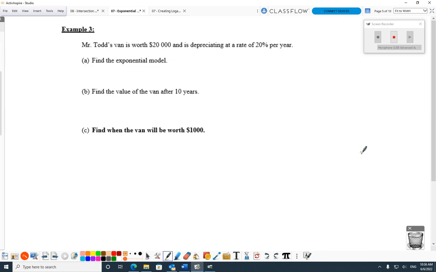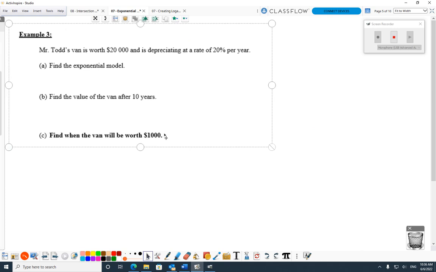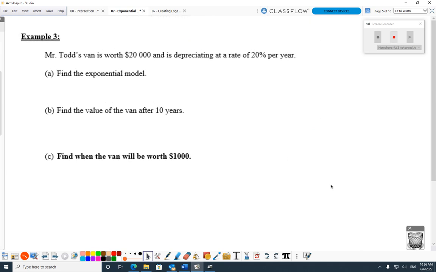As promised, a reverse example. That is an example where the value's depreciating. Find the exponential model. Mr. Todd's van is worth 20,000 and is depreciating at a rate of 20% per year. I wish the depreciation was only that much. Actually, this has all been messed up by coronavirus. Values of cars have actually depreciated less than all this because there's fewer cars around. And anyways, doesn't matter. I'm not going to sell my van anyways.